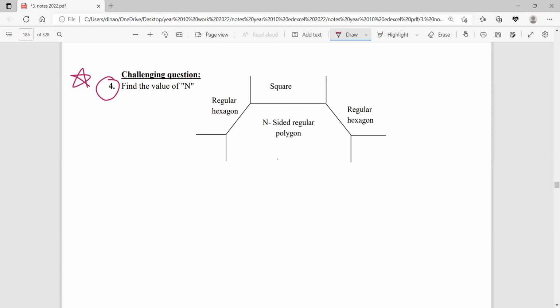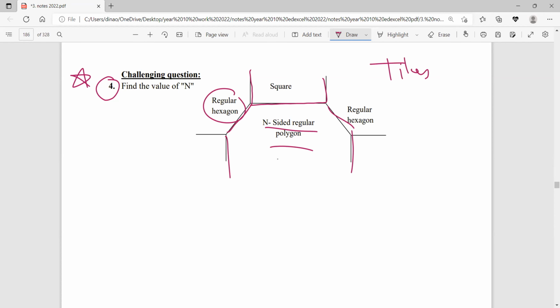Let's say this is a restaurant floor. Okay, tiles. There is a tile in the form of a square, and then there is another tile in the form of a regular hexagon, and then there is this very big tile, which I don't know its number of sides. I don't know its number of sides, but I know that it is regular.